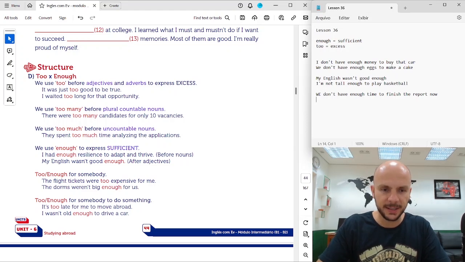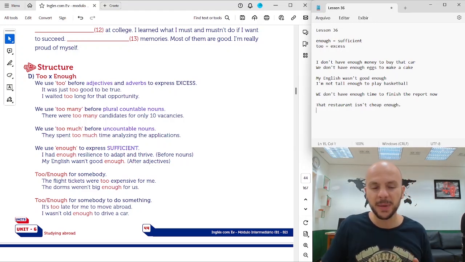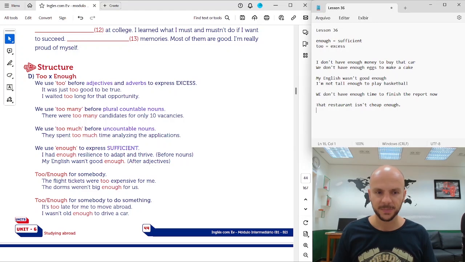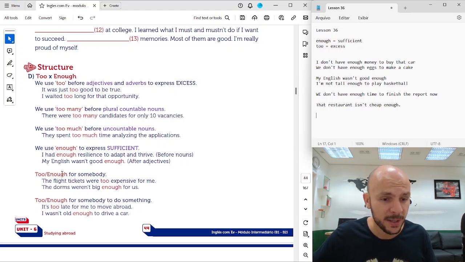And yeah, and that restaurant isn't cheap enough, okay? It's really expensive, so it isn't cheap enough. Okay? Then you can make sentences using "to" or "for somebody."